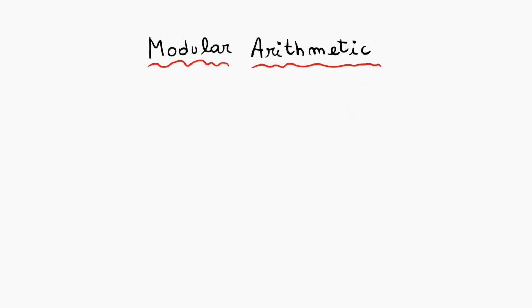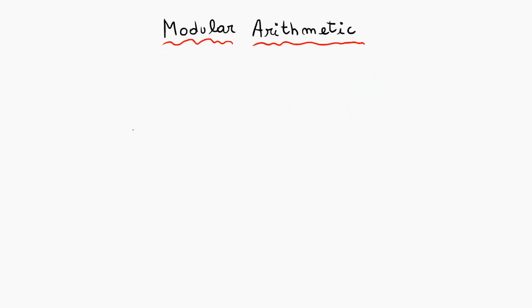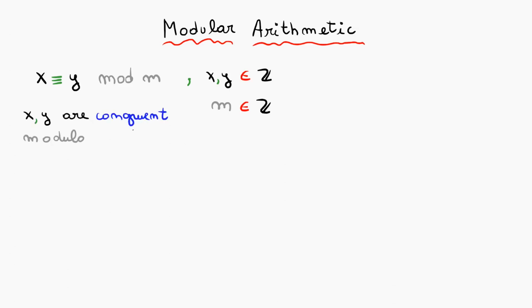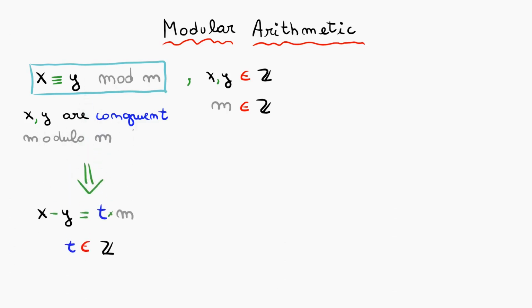The notation we have introduced has to do with an area of mathematics known as modular arithmetic. Specifically, when we have this expression with x and y as integers, as is m, we say that x and y are congruent modulo m. But what does this mean? It simply means that the difference between x and y is any multiple of m.